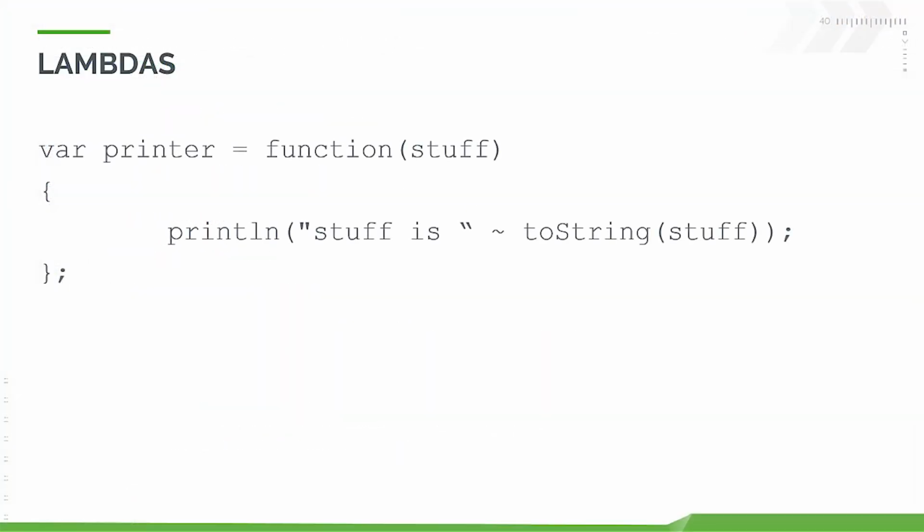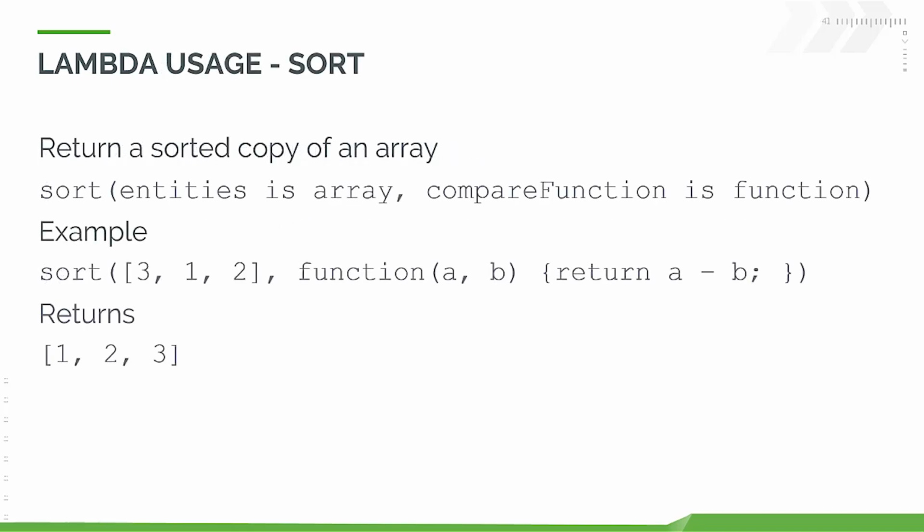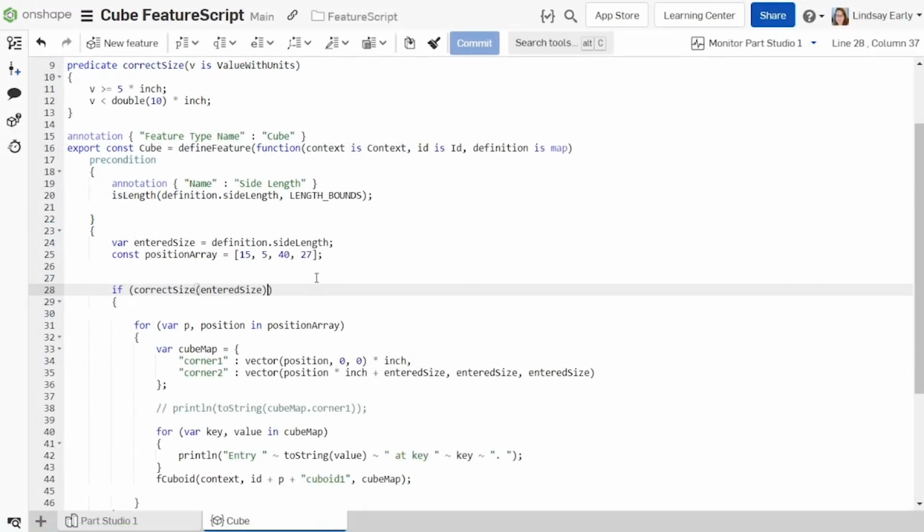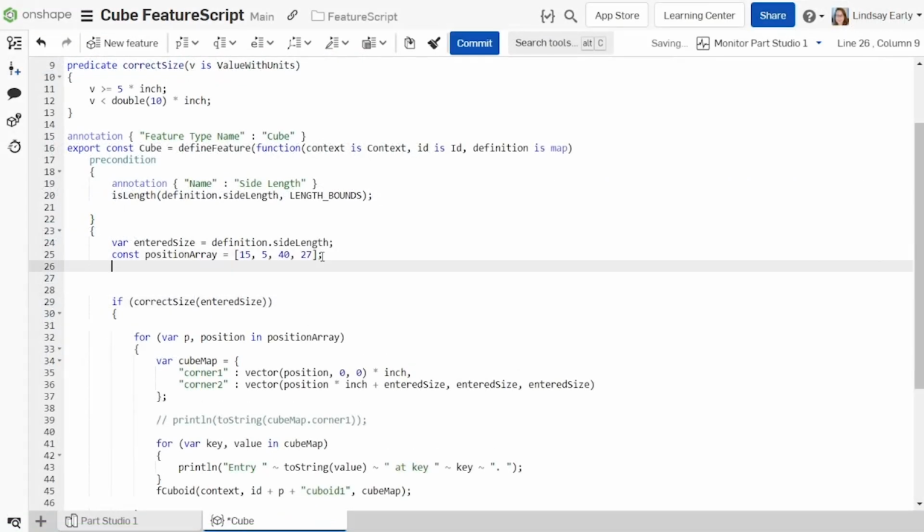There is another special type of function called a lambda or anonymous function. These functions are not declared at the top level and are passed as a value. In the standard library, they are frequently employed as an argument to a higher level function. One example is the sort function. It takes in two arguments, one for the array and the other is a lambda to define how they should be compared. In the Cube feature, use the sort function to sort the position array in ascending order.